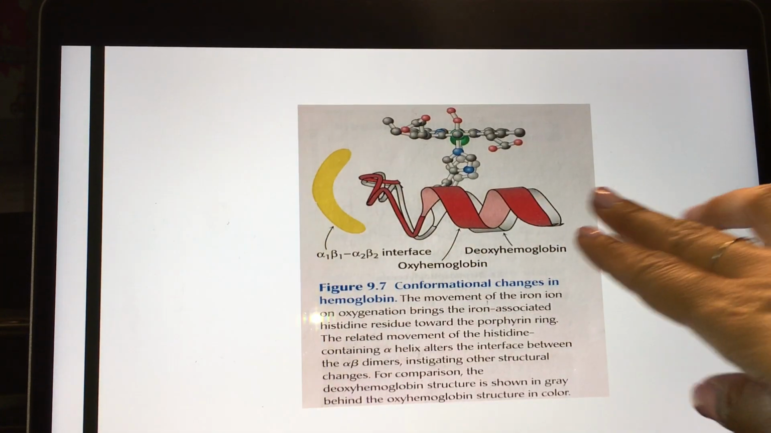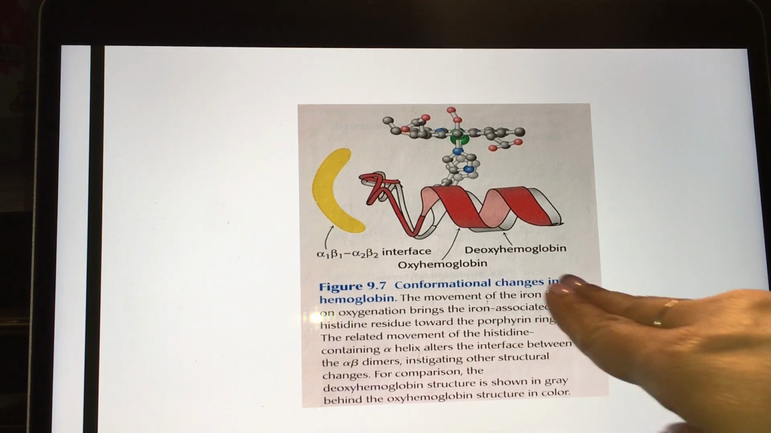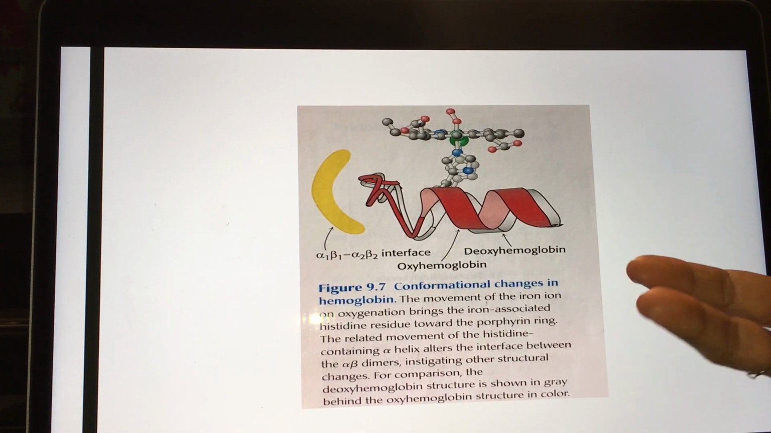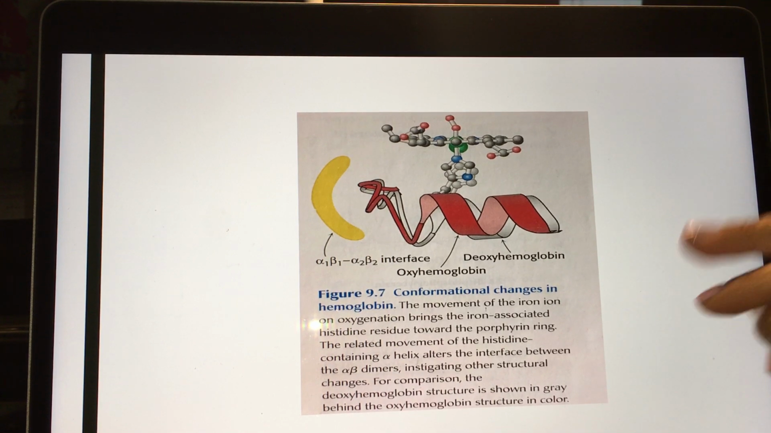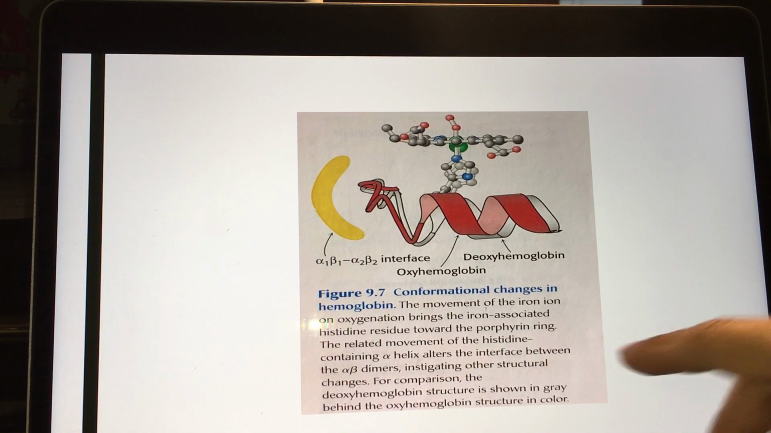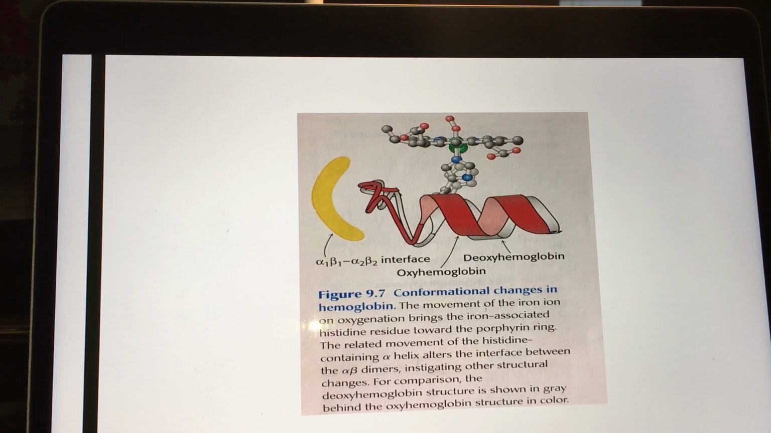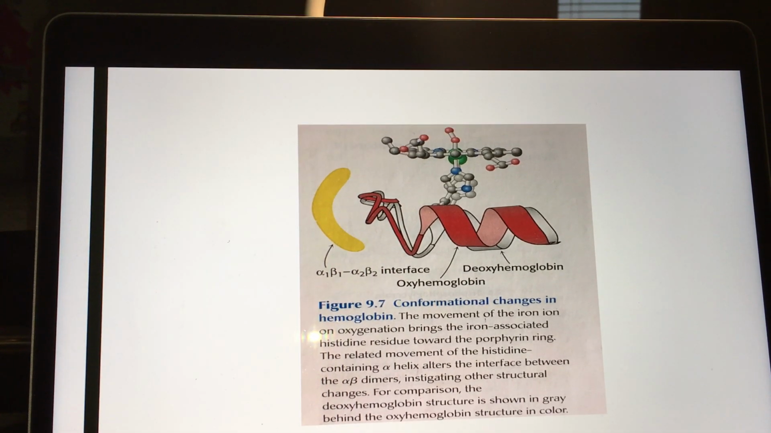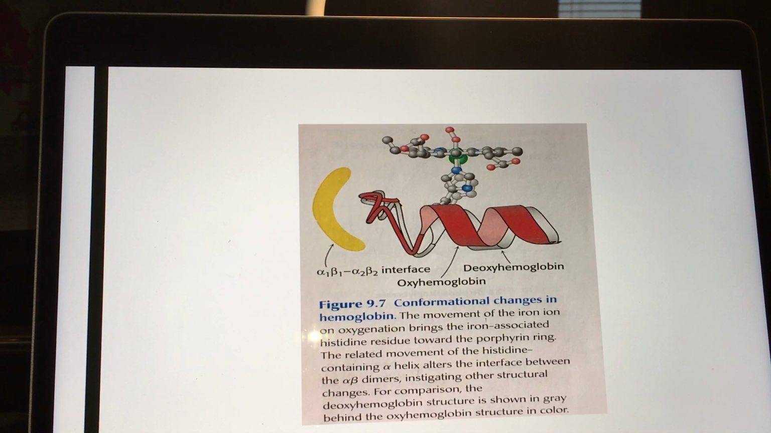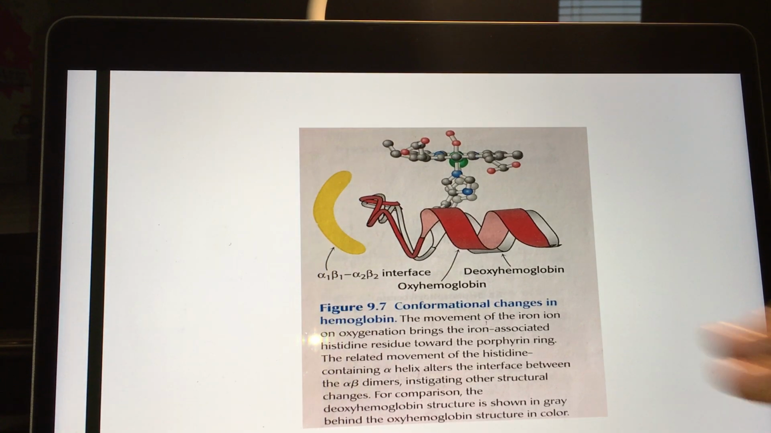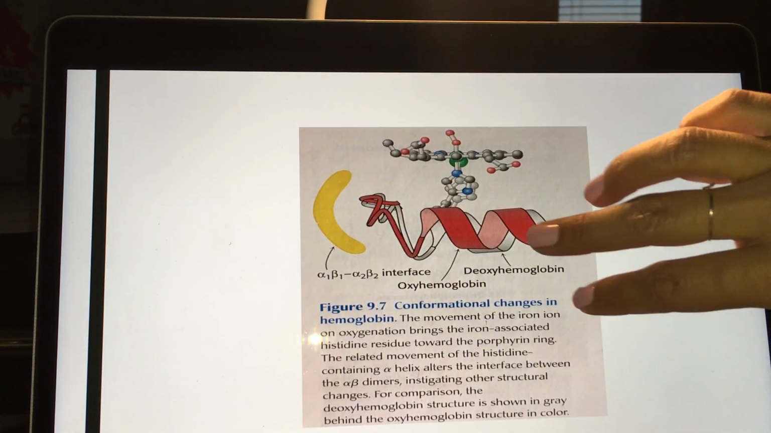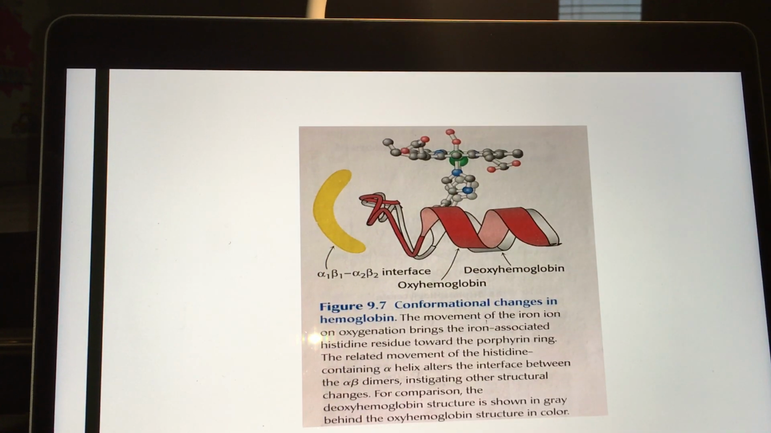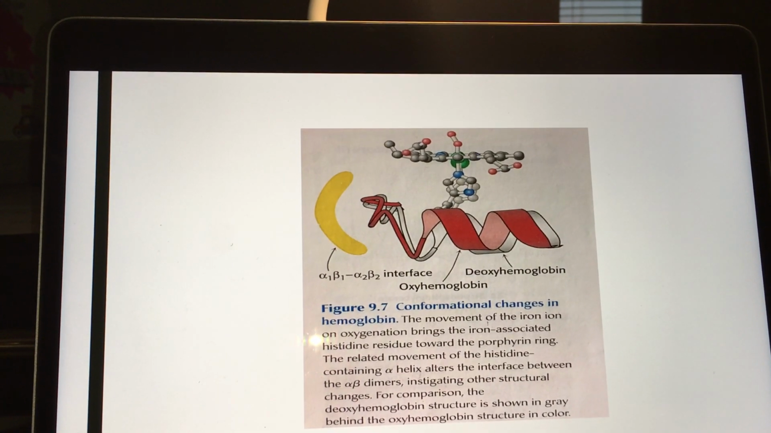Here we have another graph of how the movement of the iron ion on oxygenation moves the associated histidine residue in the porphyrin ring. So we see the oxygenated heme versus the deoxygenated heme.